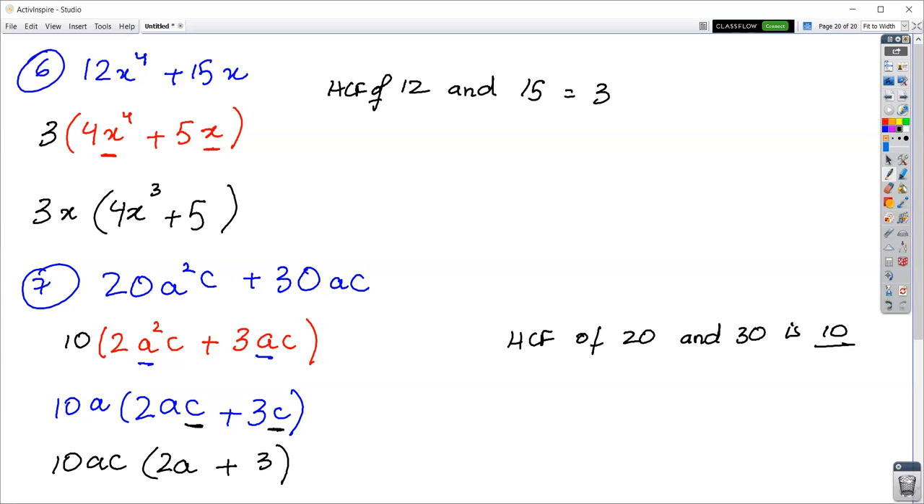So these are some examples on factorizing linear equations. And I hope you understand this topic from here.